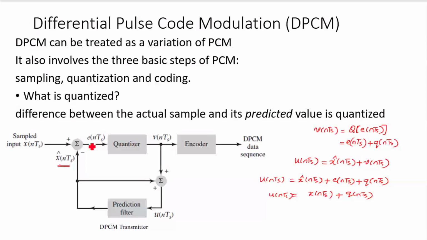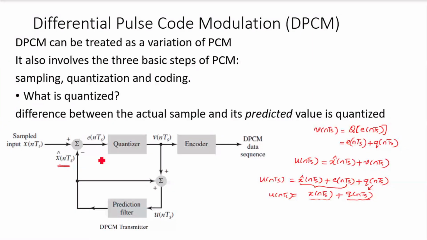Now we can say u of n into Ts is nothing but x cap of n into Ts plus e of n into Ts. This summation is nothing but x of n into Ts, and the next term is the quantization noise, q of n into Ts, or quantization error. So ultimately u of n into Ts is x of n into Ts plus quantization error. So the input to the prediction filter is x of n into Ts plus quantization error, which will be very, very small.